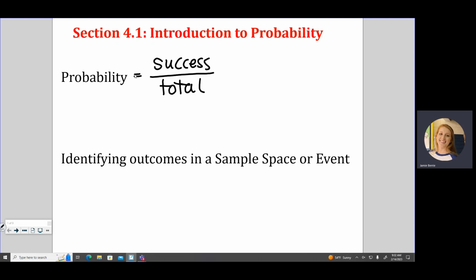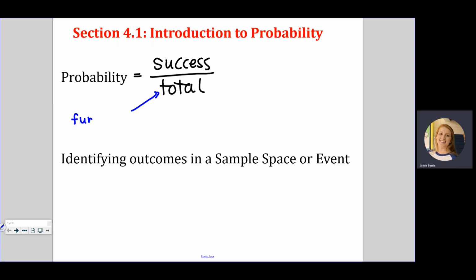And the total is calculated using what we call the fundamental principle of counting, which is pretty easy to use. It just involves multiplication, so nothing fancy there.